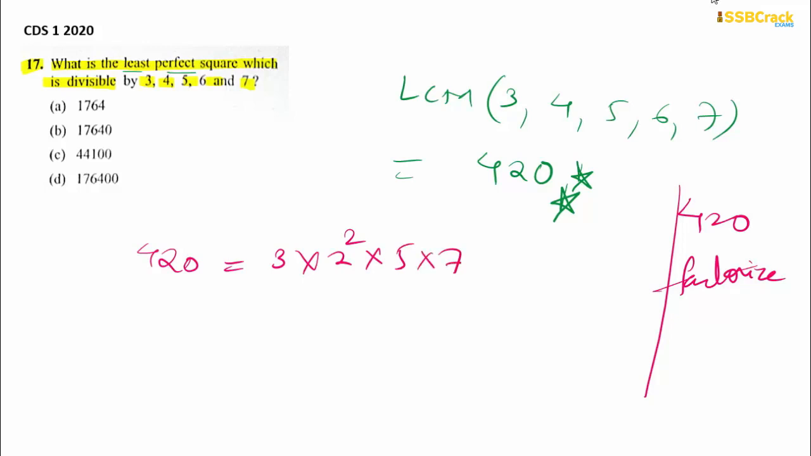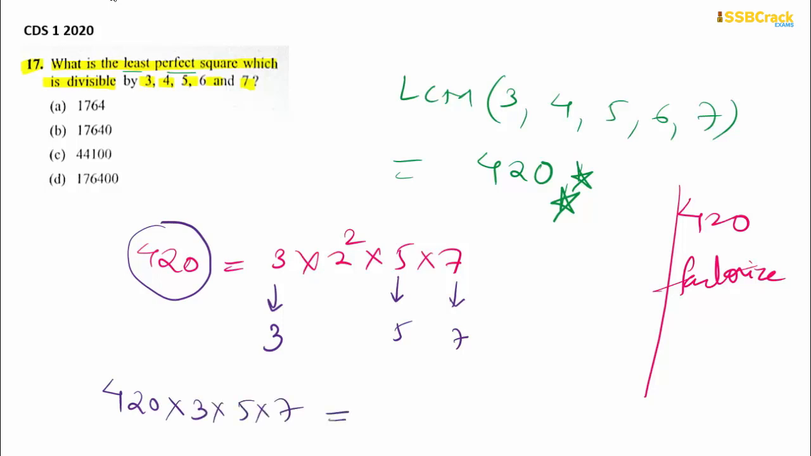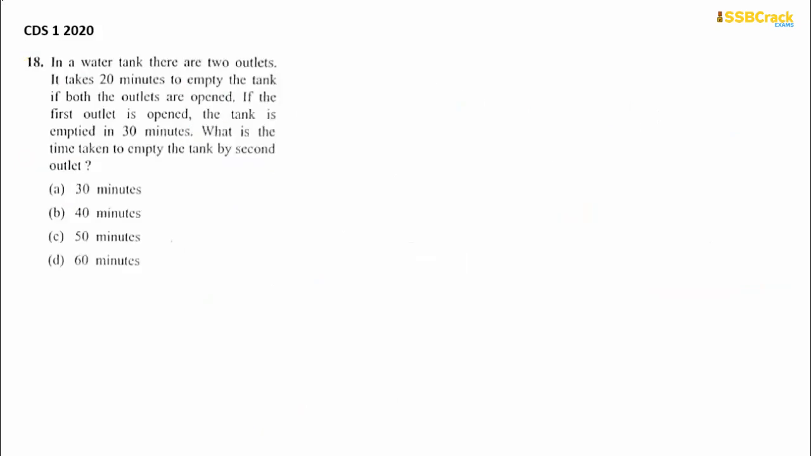Now, for this expression to be a perfect square, as you could see, you needed to adjust it by multiplying by 3, multiplying by 5 and multiplying by 7. Means ये 420 को perfect square में convert करने के लिए you needed to multiply 420 by 3, 5 and 7, and that would have given your answer, that is option C, 44,100. So hence question number 17 का answer था C option.